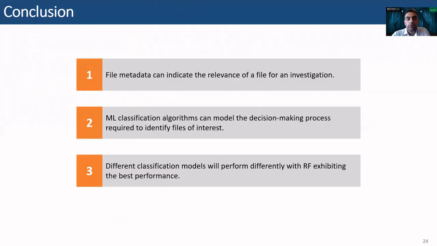So, in conclusion, this effort validates the hypothesis that file metadata can indicate the relevance of a file for an investigation. Machine learning classification algorithms can model the decision-making process required to identify files of interest, and different classification models will perform differently, with RF exhibiting the best performance in our case.